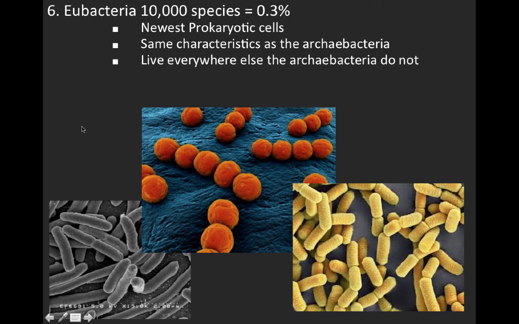The second bacteria kingdom, the last kingdom we'll talk about, is the Eubacteria. Those are 10,000 species, 0.3%. So there's a little more Eubacteria, newer prokaryotic cells. They have the same characteristics as Archaebacteria, but they kind of live everywhere else except for those extreme environments.